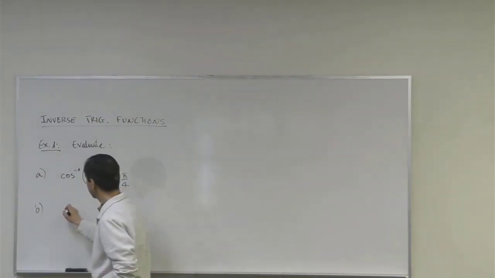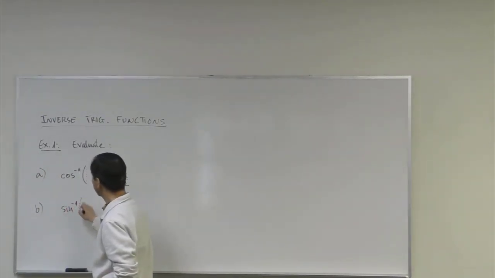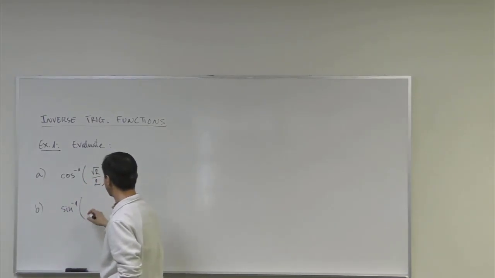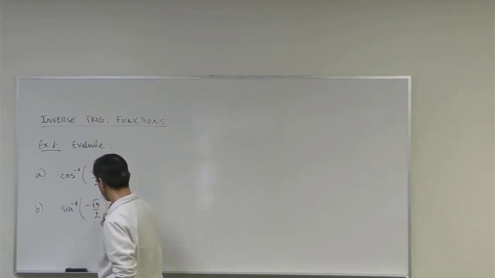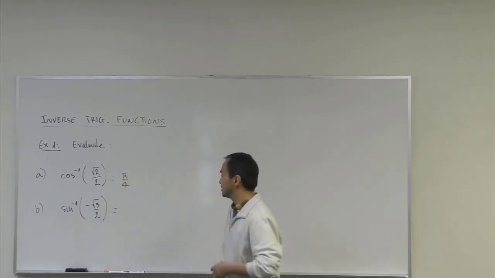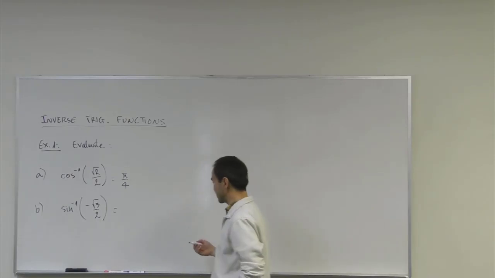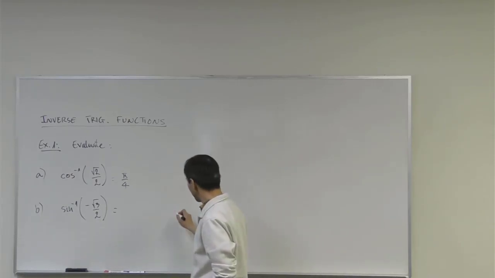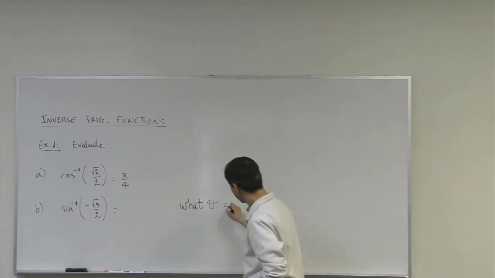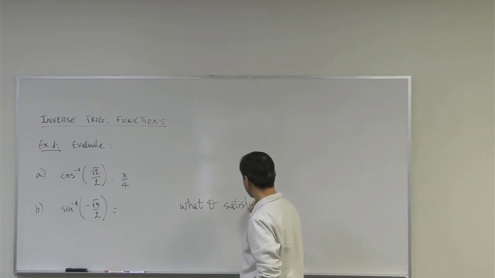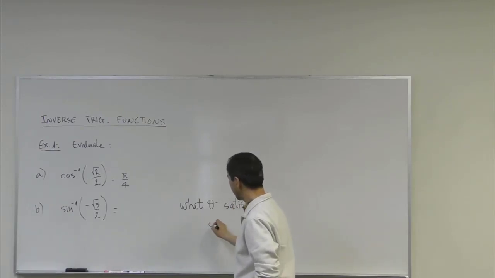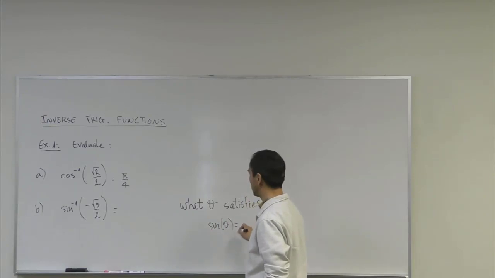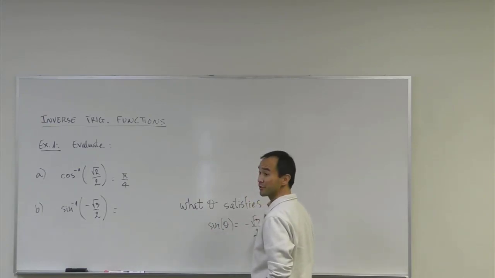So let's now look at sine inverse of negative square root of 3 over 2. Once again, in the thought process, we don't need to write down anything, but keep in mind that we ask ourselves this question: what angle theta satisfies sine of theta equals negative square root of 3 over 2? See what I'm saying now?